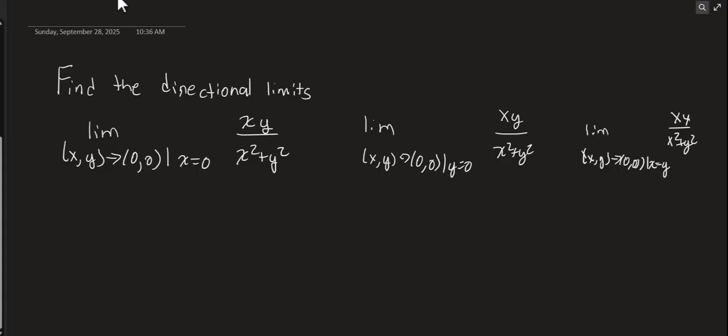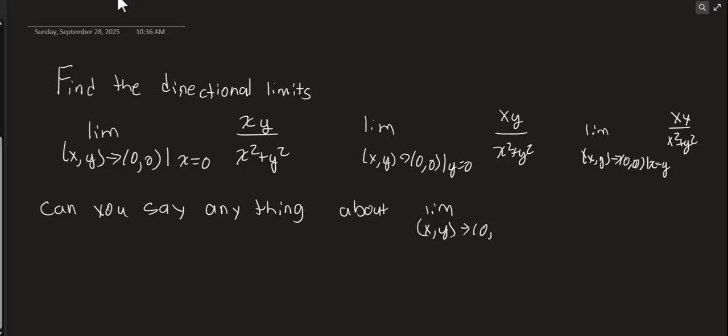And then find the directional limits. Can you say anything about the limit as xy approaches 0, 0 of xy over x squared plus y squared without a direction on there? So we're going to find these three directional limits and then see, does that tell us anything about the limit?